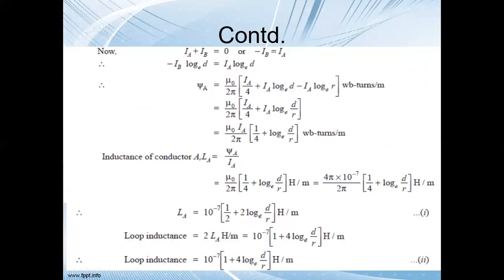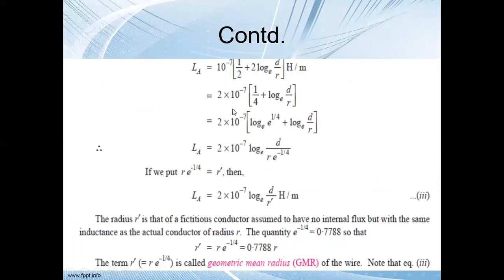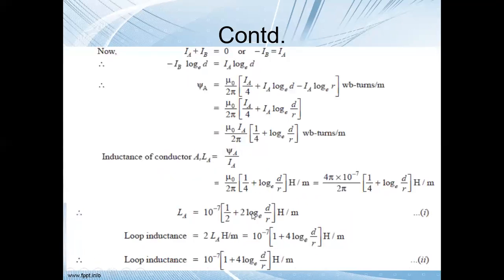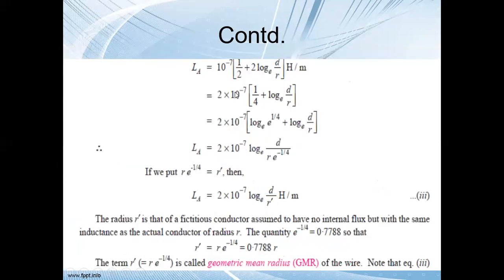Okay. Yes, sir. So now you see, we have taken 10 to the power minus 7. For LA, we have calculated 10 to the power minus 7 into (half plus 2 into log d by r). We are taking 2 outside, so 2 into 10 to the power minus 7, this becomes 4, and this is log of d by r. Now this 1 by 4 can be written as log e to the power 1 by 4. Yes or no? This remains the same. Yes, sir. It's the same, sir.